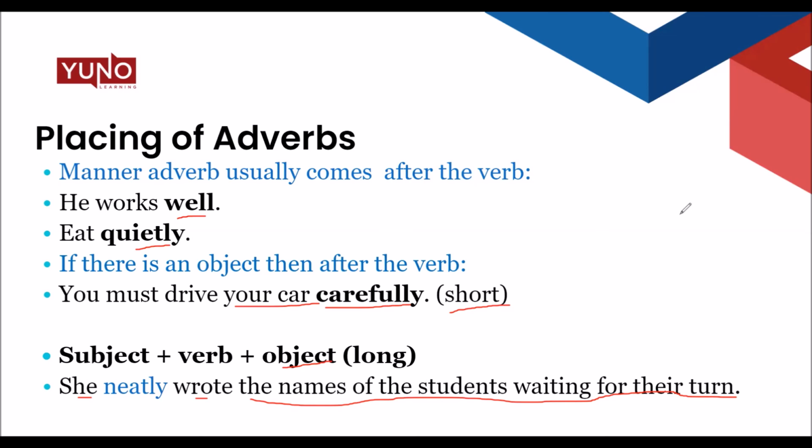What's the rule of thumb that we need to remember? If the object is short or if there is no object, then the manner adverb has end position, that is after the verb. In case the object is long, then the manner adverb has mid position. That's between the subject and the verb.